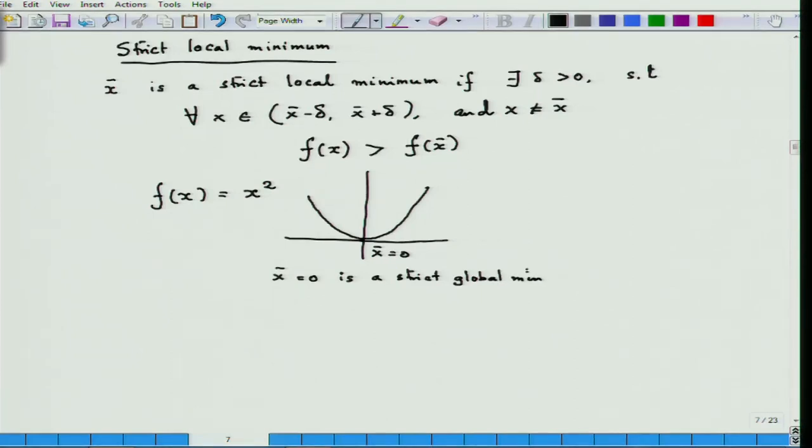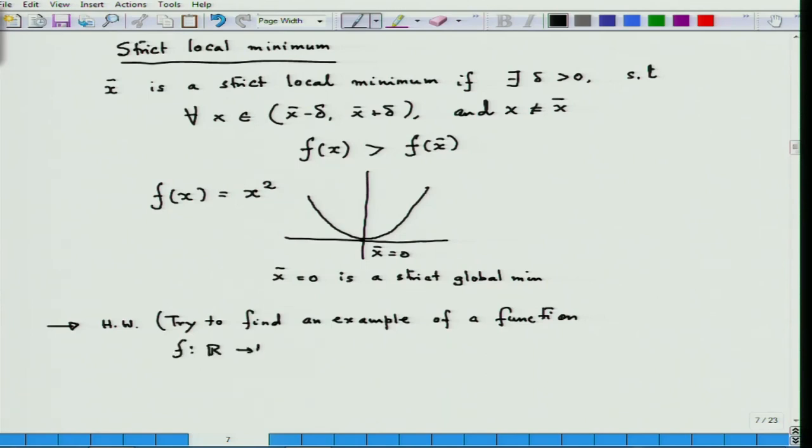Of course you can try to figure out, so as a homework you might say, homework, try to find an example of a function f from R to R, which has a local minimum but no global minimum.